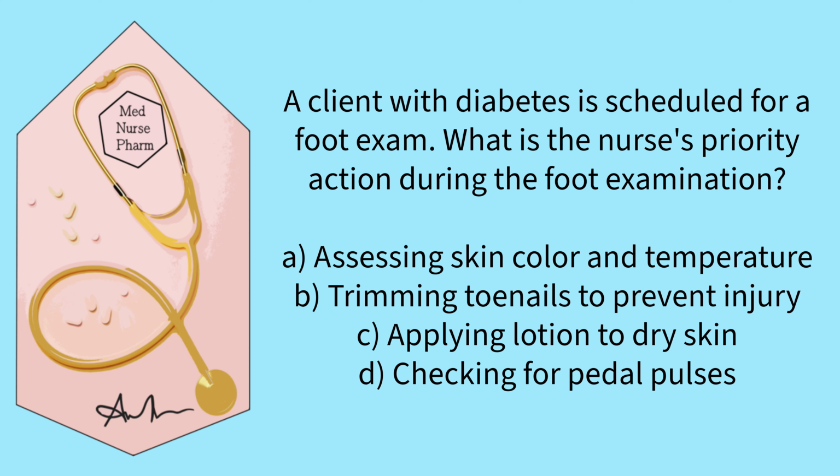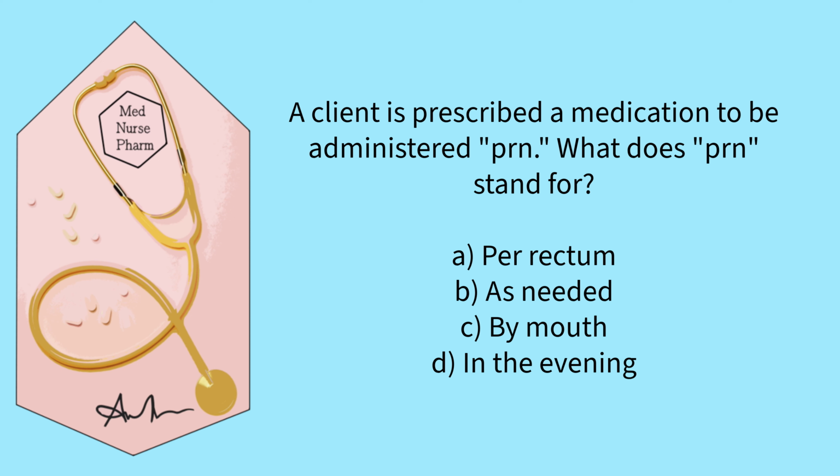A client is prescribed a medication to be administered PRN. What does PRN stand for? A, per rectum; B, as needed; C, by mouth; D, in the evening. Pause the video and select your answer. The correct answer is B. PRN stands for pro re nata, which means the medication is to be administered as needed.